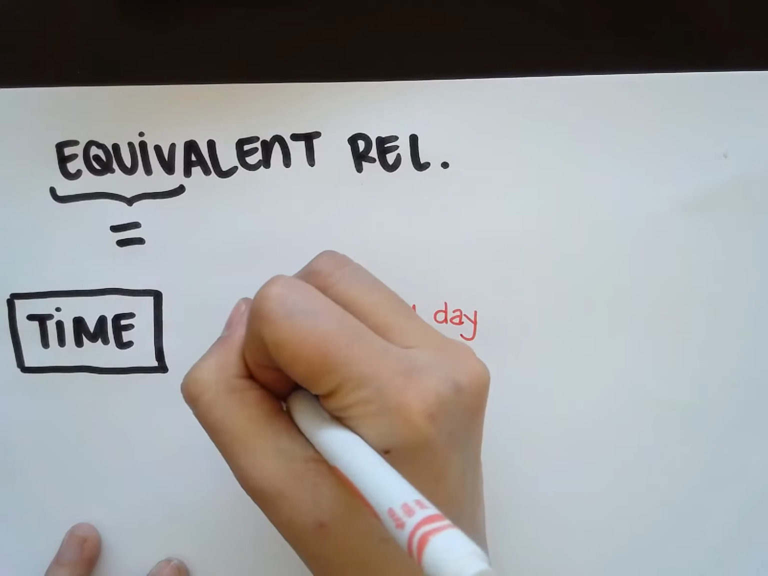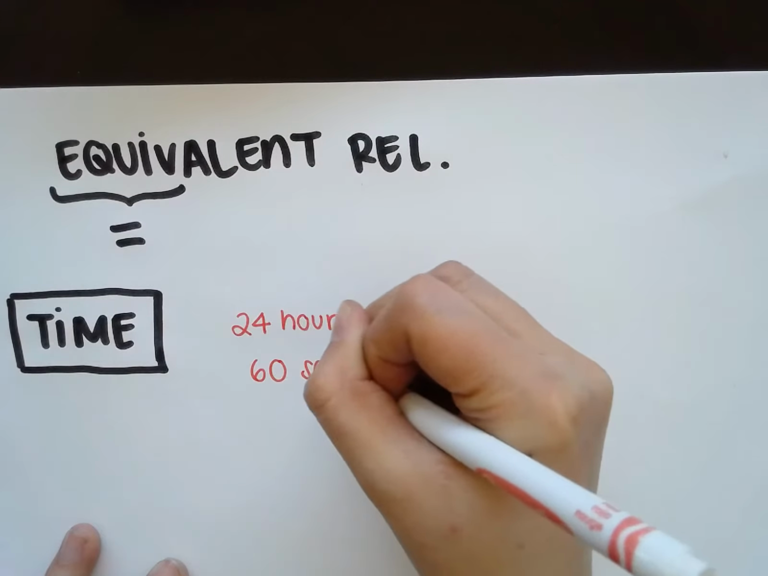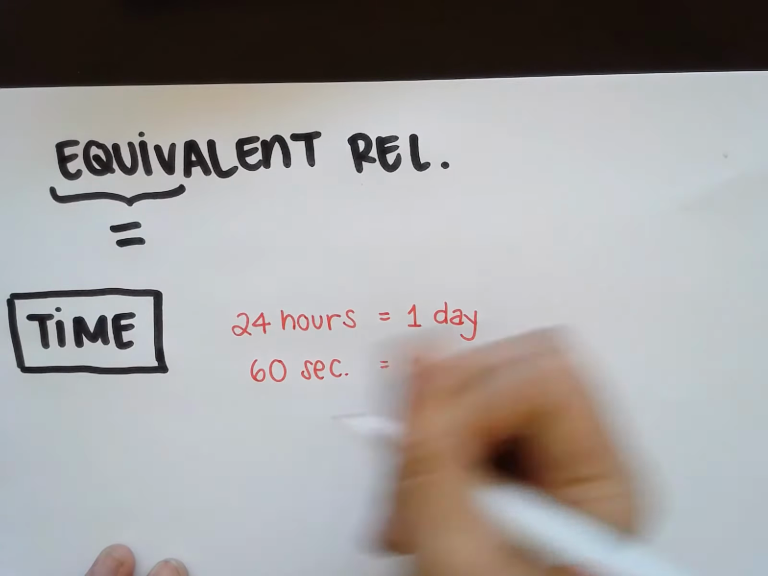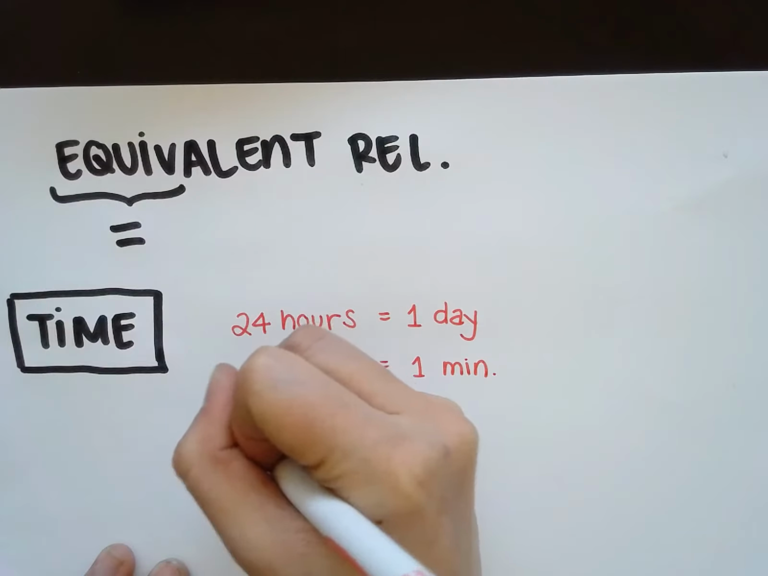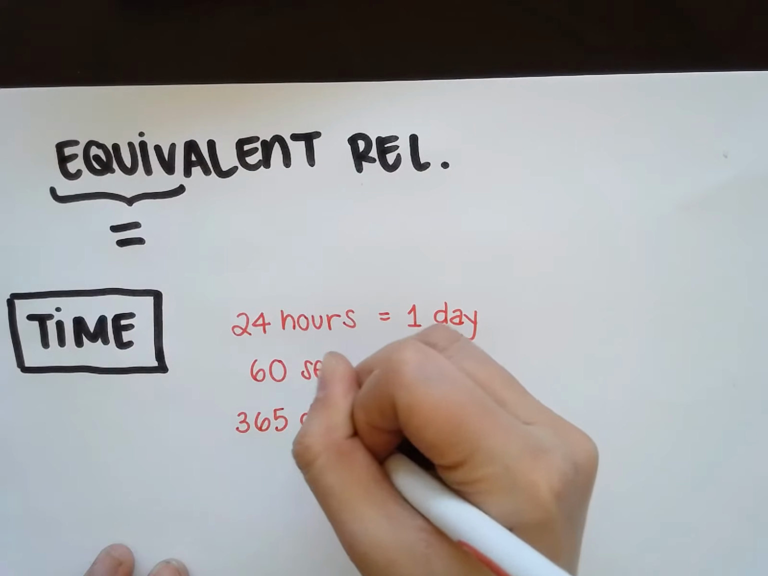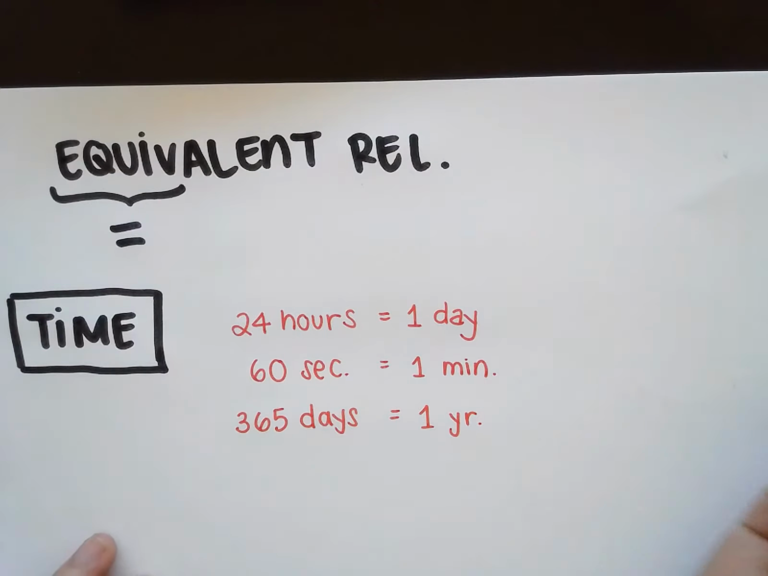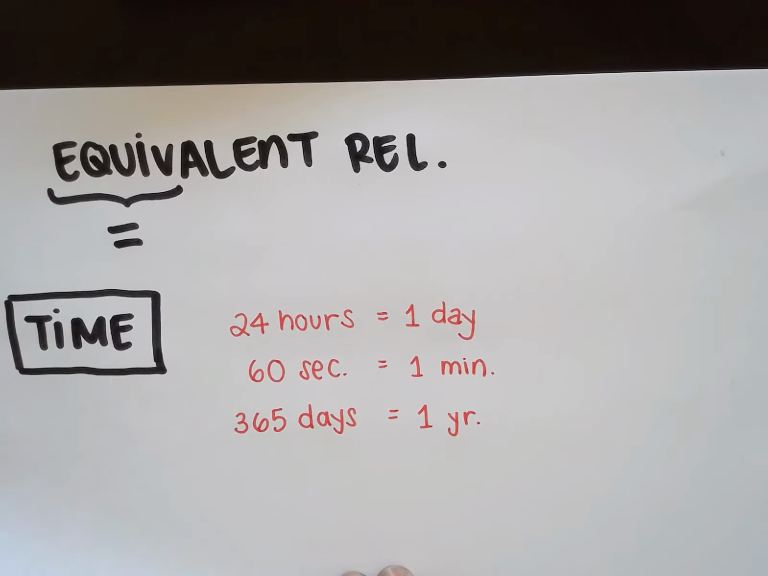I could also say that 60 seconds is equal to 1 minute. I can also say 365 days is equal to 1 year. So all of these are equivalent relationships. There are two different units of measurement here, but they actually equal the same amount of time. So we have equivalent relationships, and now we're going to talk about conversion factors.